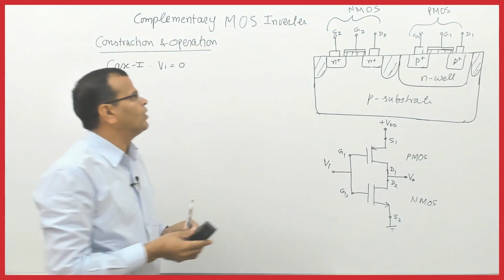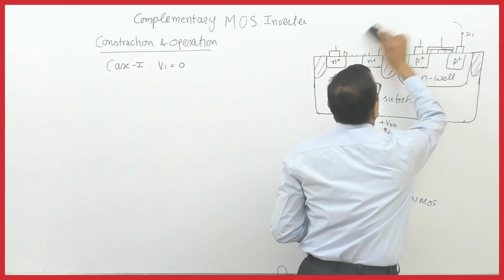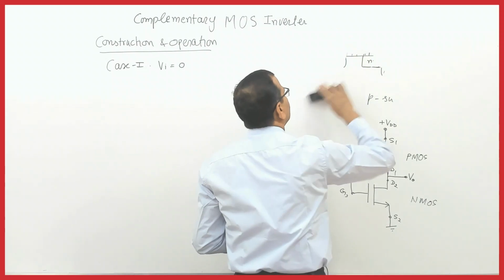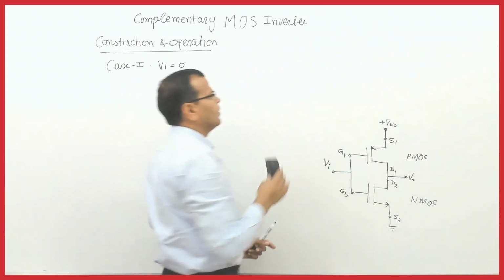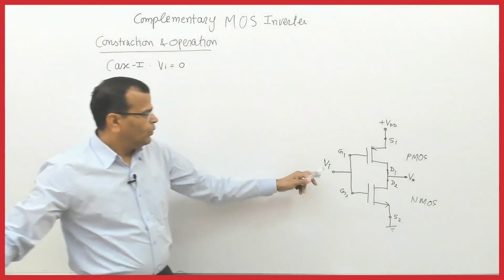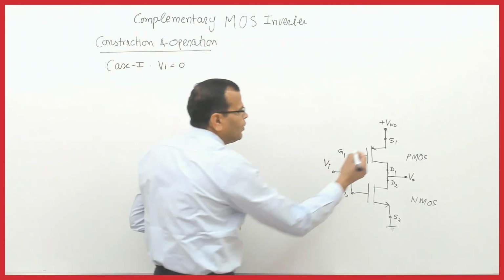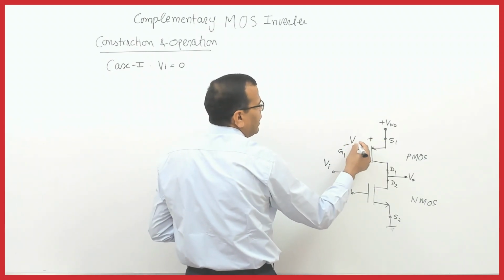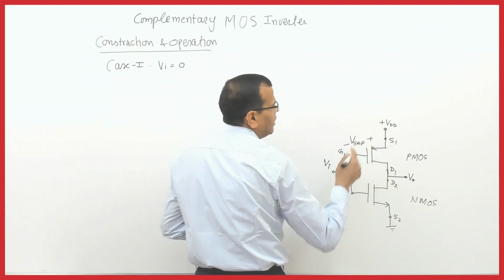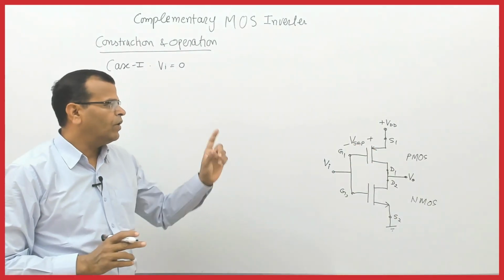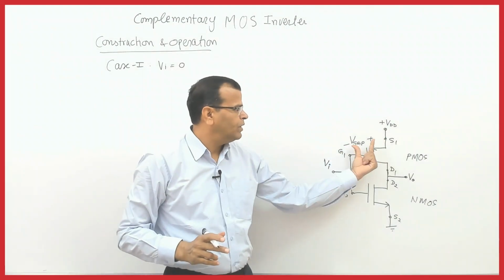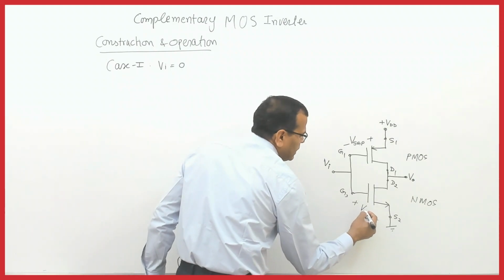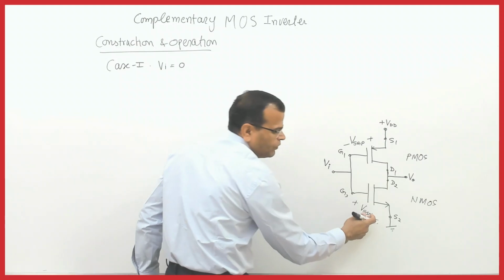So when input voltage is 0, I will remove this part now. When input voltage is 0, let us see what will happen in the circuit. The voltage between source and gate of the PMOS is VSGP. Remember, this is the positive voltage for PMOS. Why? Because it is positive, the VSGP I will be taking. Then this is the voltage which is VGSN, that N stands for NMOS.